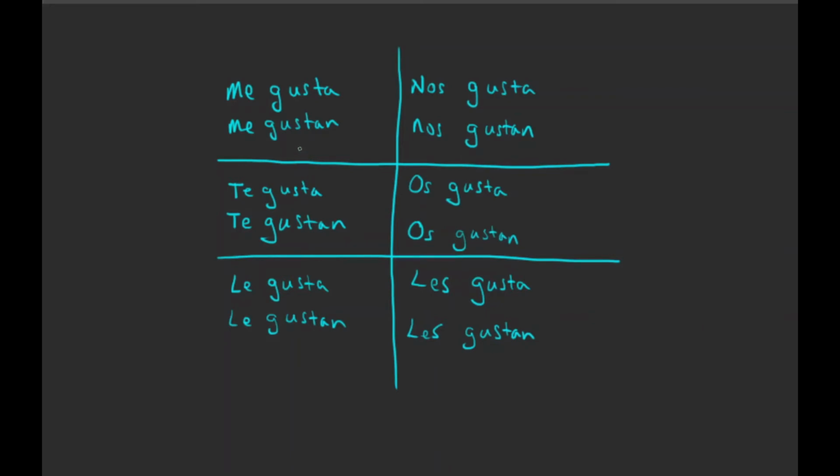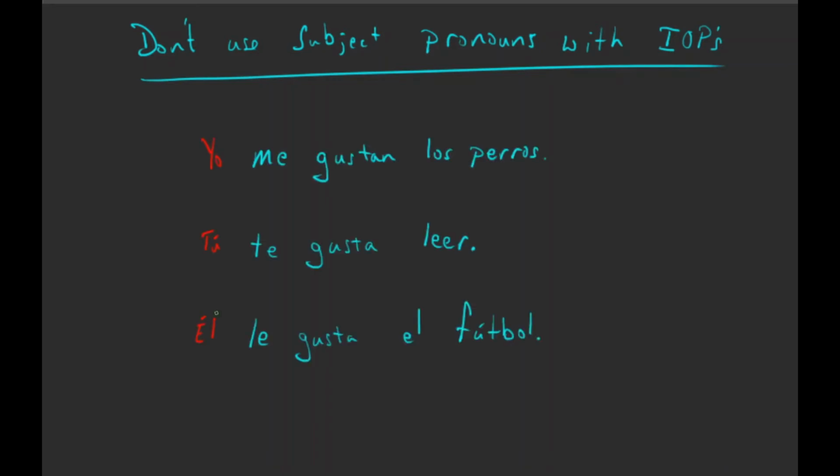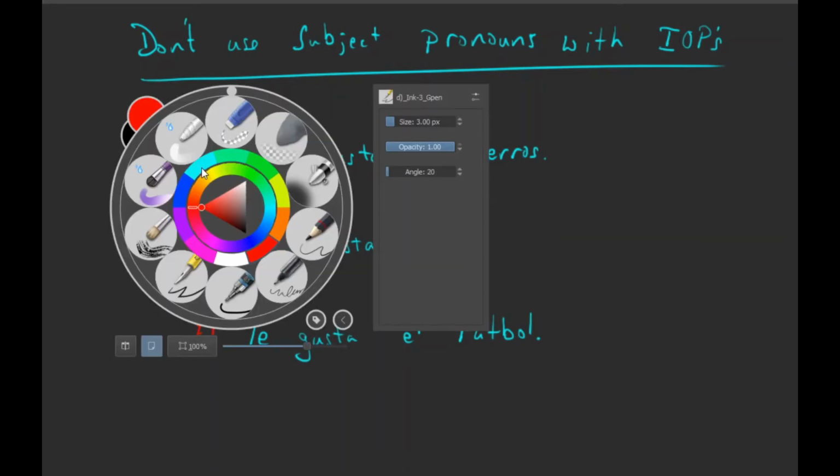On a side note, one of the things you don't want to be using when you're creating these structures is subject pronouns. So keep in mind that the red pen means that you should not write this down. But I'm going to show you some bad examples of things that you shouldn't be doing. In these three example sentences, I've got yo me gustan los perros, and once again, that is not something that you would want to write down. Tú te gusta leer, and él le gusta el fútbol. So we don't want to be using the subject pronouns with these.